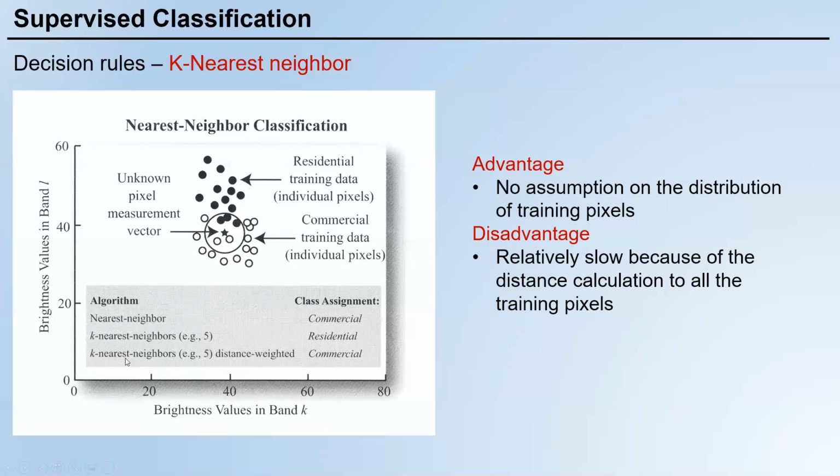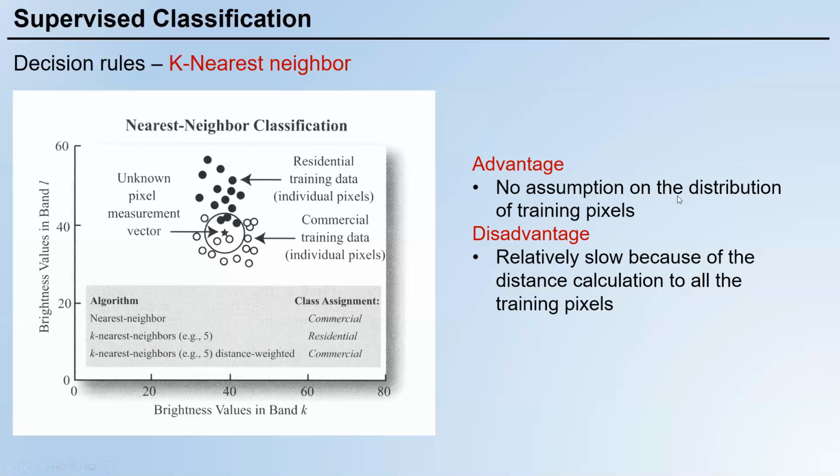We can also use something called k nearest neighbors distance weighted. It means that distance should be considered. These 3 pixels from residential are far away from this candidate pixel. On the other hand, the 2 pixels from the commercial area are closer to the candidate pixel. According to the distance, we should assign this pixel to commercial. Of course, there are other methods proposed for k nearest neighbor to decide the final class of the candidate pixel, but there are 3 examples here.